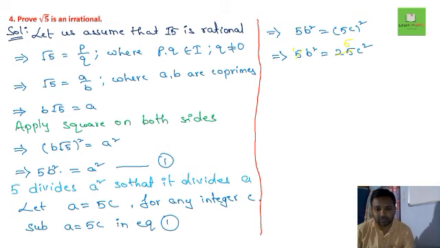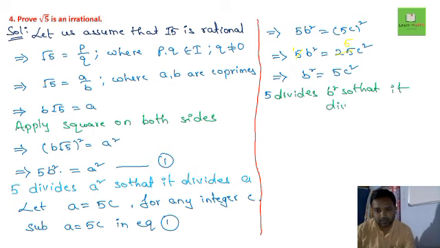Therefore, we get a new equation in the form of b square is equal to 5c square. So what does it mean? 5 divides b square, so that it divides b. Overall, I conclude that 5 divides a and 5 divides b. So overall, I conclude that it divides both a and b.